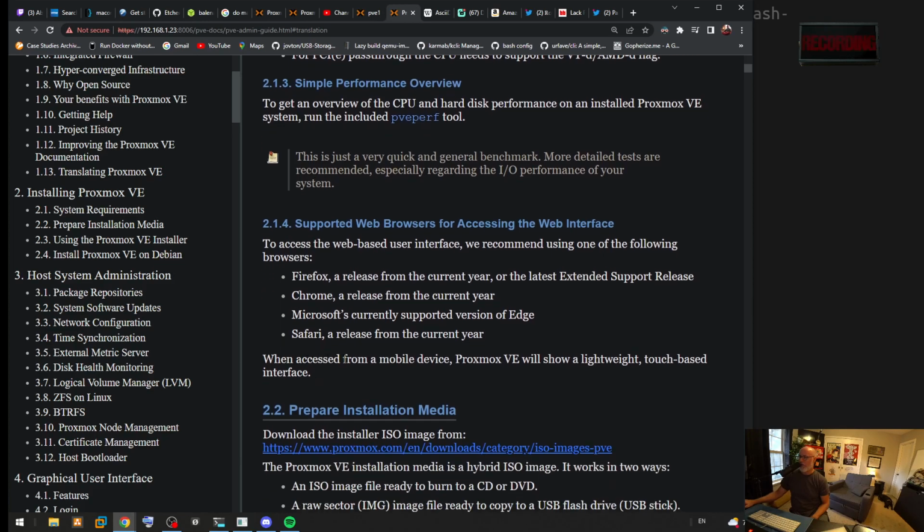When accessed from a mobile device, Proxmox VE will show a lightweight touch-based interface. What? You can use your phone with this? I guess you can. I'm going to try it right now. Am I on the same network? I gotta try this, my friends. This is what I'm doing it from. All right, so be patient. I'm going to use Chrome for this.